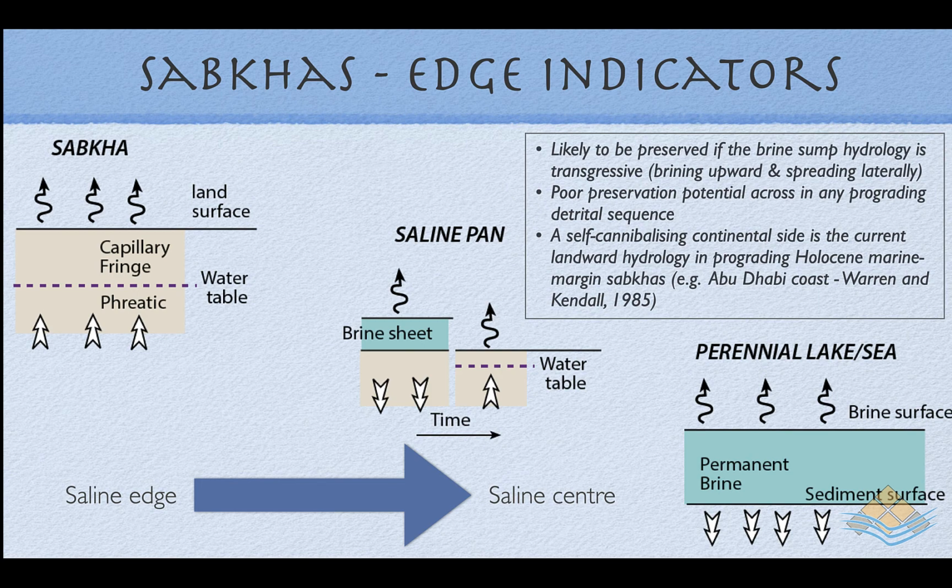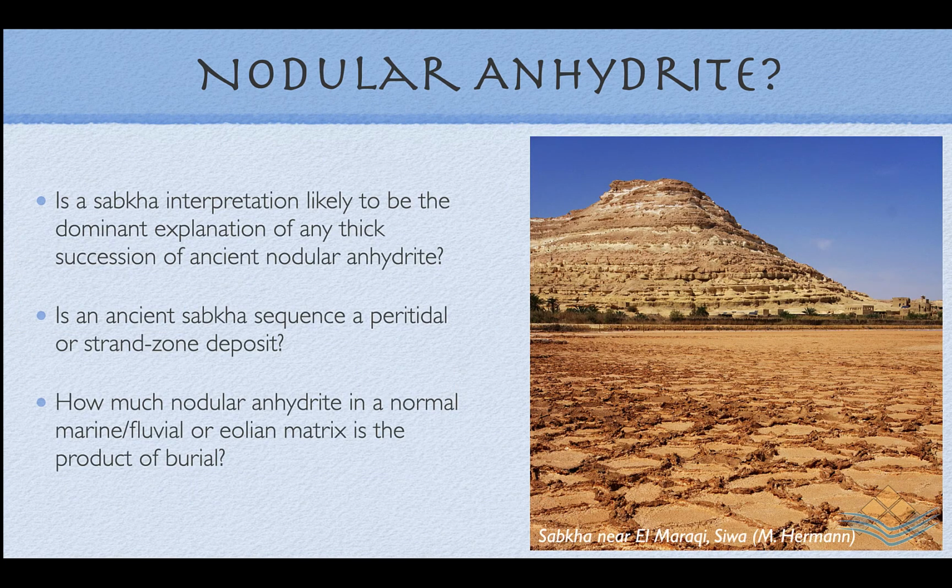So we then have to ask ourselves the question, if we make a Sabkha interpretation in an ancient succession, is it likely to be the dominant explanation of a thick succession of pure ancient nodular anhydrite? And the answer is probably not. We need matrix rich for a nodular anhydrite to form, and if it's a prograding succession, as in a typical peritidal association, we probably won't preserve much of the supratidal Sabkha association. And in fact, most ancient Sabkhas are probably not peritidal. Most ancient Sabkhas are probably strandzone deposits about hydrographically isolated transgressing evaporite brine sump systems.